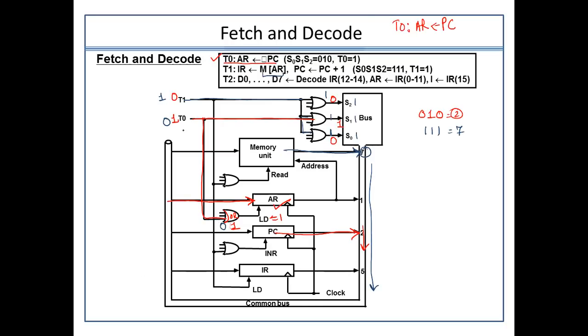Now who is ready to receive the data? T1 is active. Here, memory will read the data. Definitely, memory can read its own data. Then for this particular value and this last value, the load bit is also 1. So the load bit will take the data in the case of the instruction register.